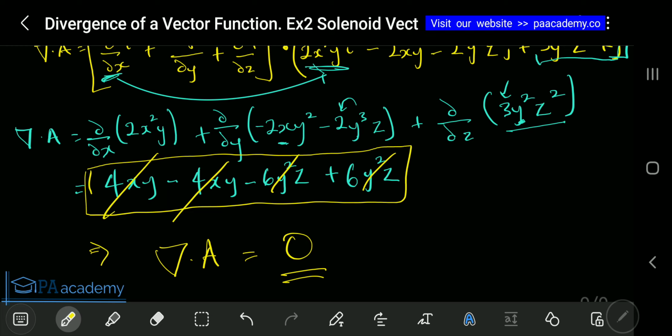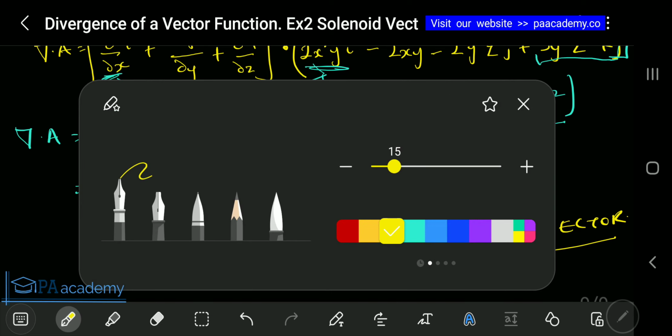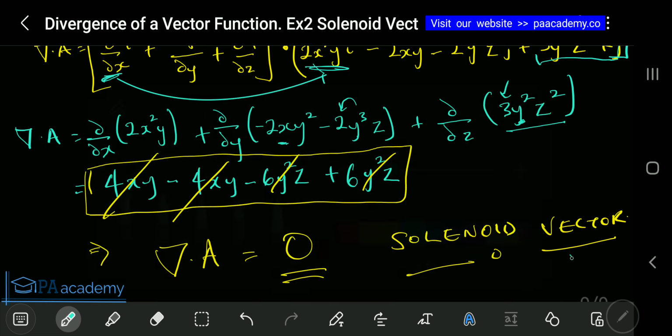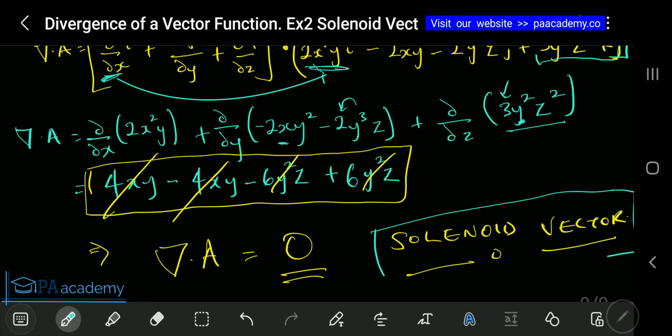Now, when you solve a question under divergence of a vector function and you get your answer to be 0, you can just conclude that such a vector is what we call a solenoid vector. A solenoid vector. So once you have a vector, and after calculating the divergence of that vector you get your answer to be 0, you can just conclude that that vector is a solenoid vector. So I hope you got that.